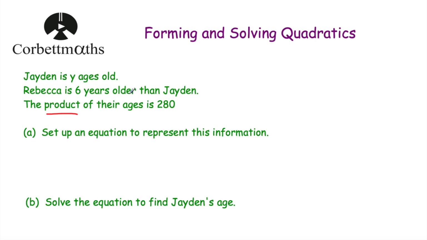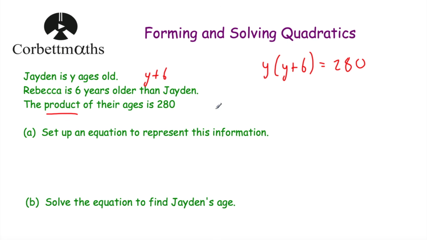Okay, so let's form an algebraic expression for Rebecca's age, because she's 6 years older than Jaden. So if Jaden is y years old, she's 6 years older, that would be y plus 6. So that means that his age is y years old, her age is y plus 6 years old, and the product, that's what we get when we times them together, will be 280. So let's make an equation. So we're going to write y, that's Jaden's age, multiplied by, now I'm just going to put it in brackets, y plus 6, because if you just put y and then brackets y plus 6, that means y times y plus 6, and that equals 280.